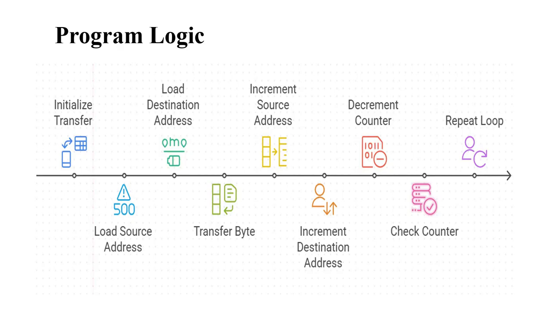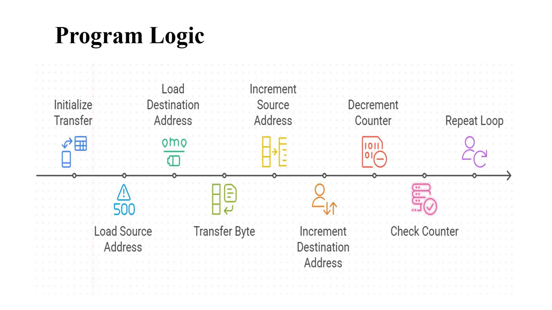This is a general program logic where we will start with the initialization process. That is, we will initialize the transfer process. Then we will load the source address. After that, load the destination address, then we will transfer the data, then we will increment the source address which we have loaded. Once the source address is incremented, then the destination address will be incremented, then the counter will be decremented, which we have set in this program to 10.